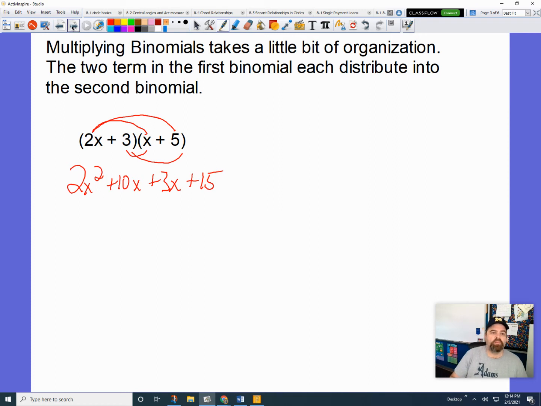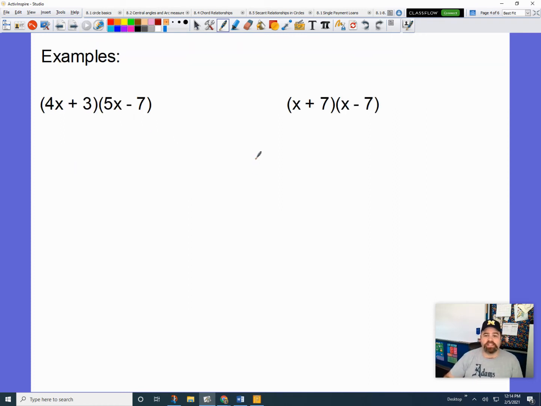Okay, so just a couple of these. I want to highlight some things, show you some things that happen. So when I multiply these, 4x times 5x, that's 20x squared. 4 times negative 7, that's negative 28x. 3 times 5 is 15x. And then 3 times negative 7 is negative 21.